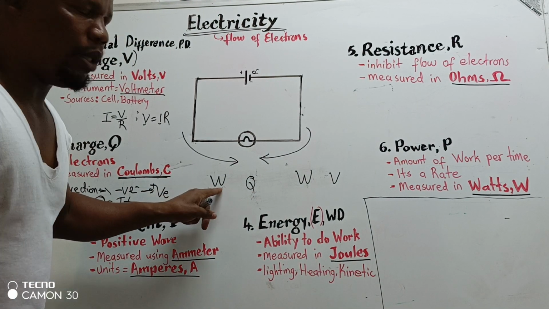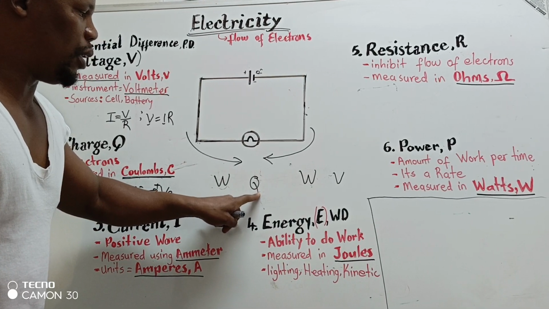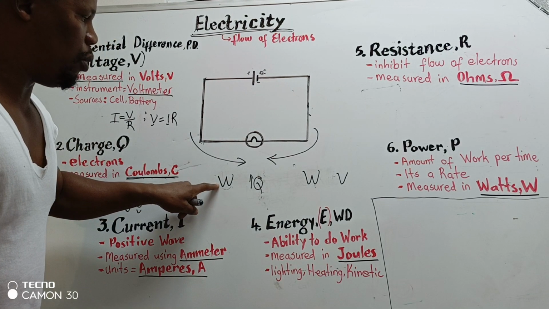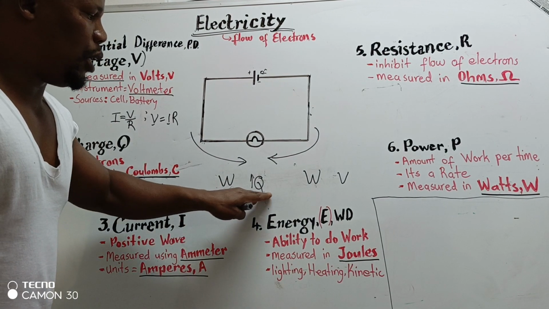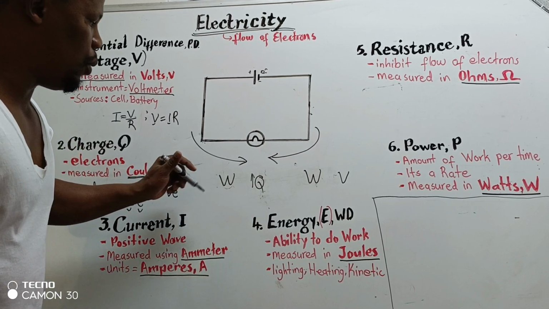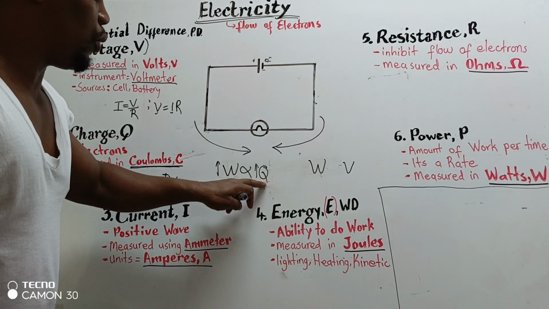So the work done in the circuit relates to the electrons, right? Charge. If we increase the charge, what is going to happen to the amount of work done in the circuit? Charge is what does the work in the circuit. If the charges are many, the work done will be more. So our work done is directly proportional to charge.